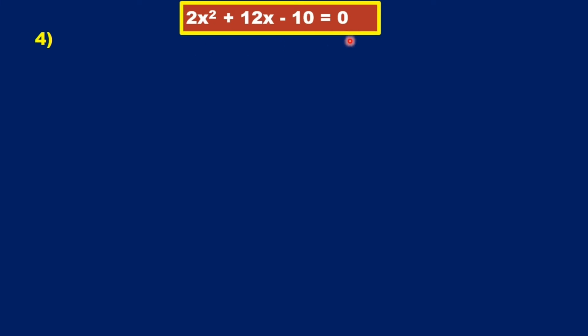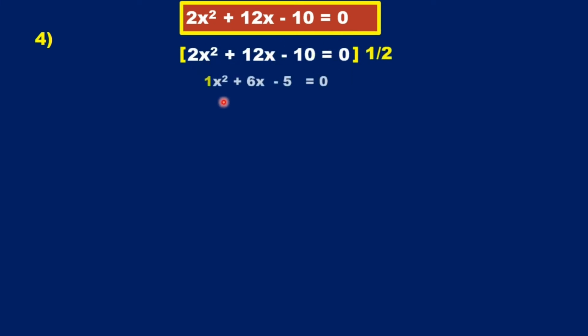First, divide the whole equation by 2. So we have 2 divided by 2 is equal to 1. 12 divided by 2 is equal to 6. Negative 10 divided by 2 is equal to negative 5. 0 divided by 2 is equal to 0. Transpose negative 5 to the other side becomes positive 5.